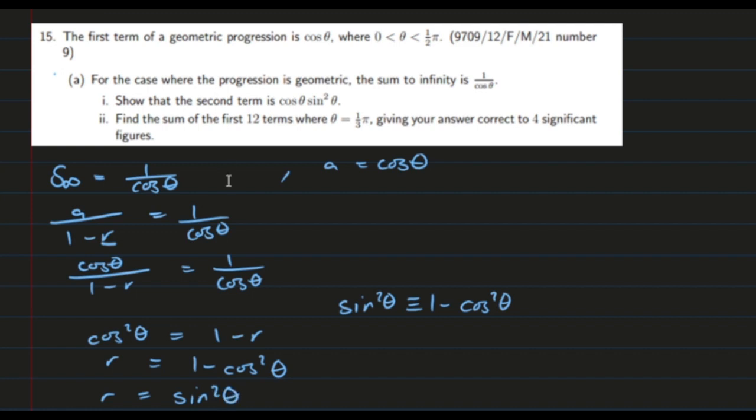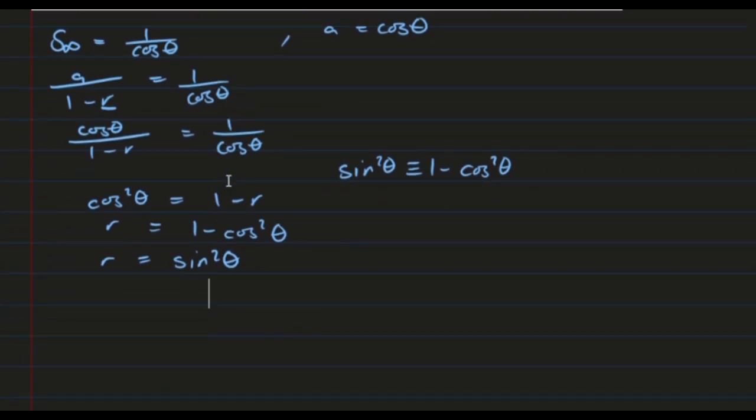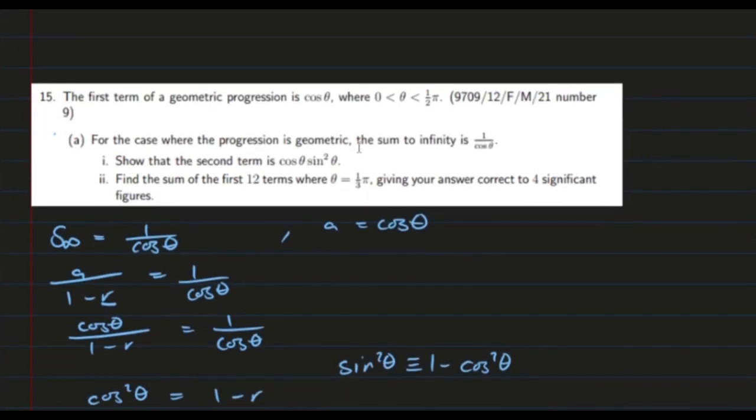Now let's find the second term. The formula for the nth term is ar to the power n minus 1, so u2 is equal to ar to the power 1. In this case, a is cos theta and r is sine squared theta, so u2 is cos theta sine squared theta. And that's our final answer. Let's move on to part 2. Find the sum of the first 12 terms when theta is 1/3 pi, giving your answer correct to 4 significant figures.